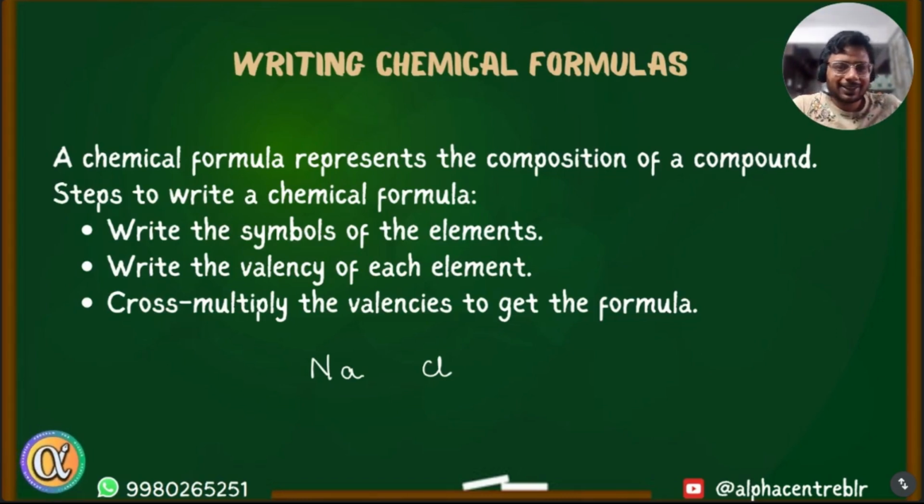NaCl2? No, NaCl. Only NaCl, because sodium has plus one and chlorine has minus one. So even if you do cross multiply, you get 1 is to 1. And we can ignore the 1, so we write NaCl.